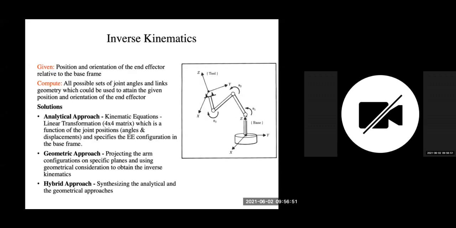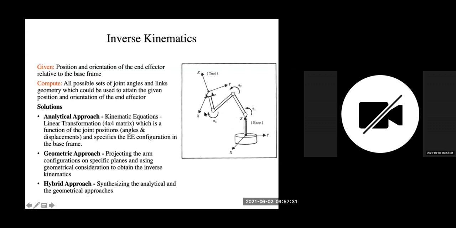The inverse kinematics is a little different. It goes the opposite way. If I'm given a position and orientation that I want my robotic arm to reach, relative to the base, this is my base, I want to compute all possible sets of joint angles and link geometry which could be used to attain the given position and orientation of the end effector. What that means is, I want to reach this point. Let's say I want to pick this object over here. I want the position to be here, and I want the orientation to be pointing north, a little to the west, I believe. Then what angles should I give, like theta 1, theta 2, and theta 3, so I can reach that?